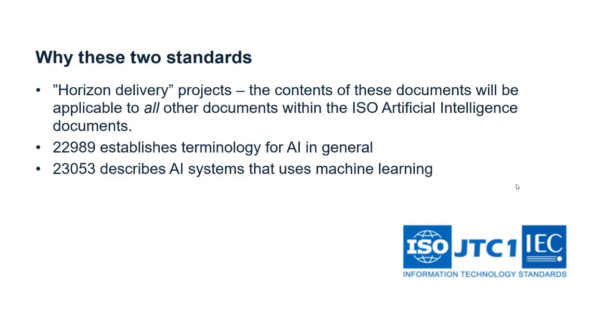So the two documents, and the reason these two documents are important and we do them first, is because these provide all the definitions and terminologies for all other documents within the ISO artificial intelligence documents. So everything that is defined within these two documents, all other documents have to follow. So these two documents: 22989, that's the most fundamental document here that establishes terminology for AI in general, and 23053 describes the AI system that is specifically for machine learning, that uses machine learning as a background. So next slide, please.